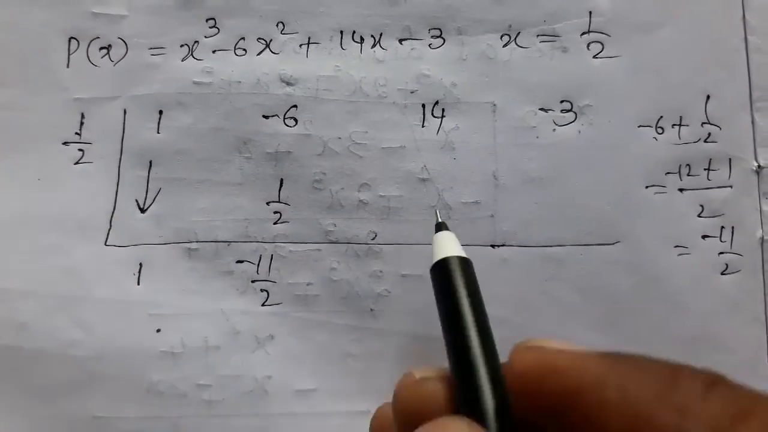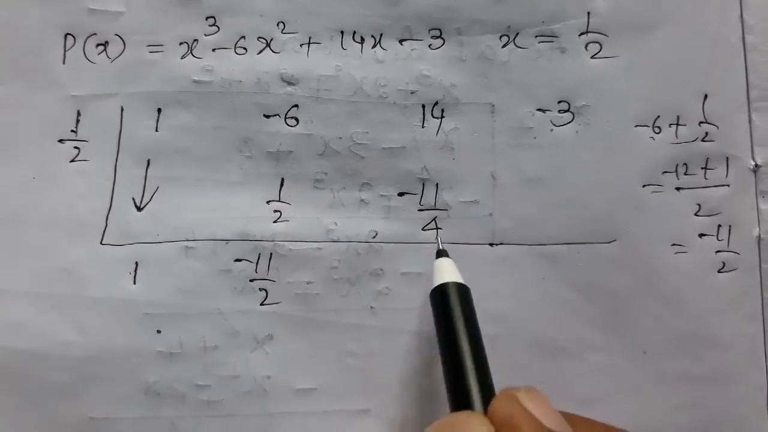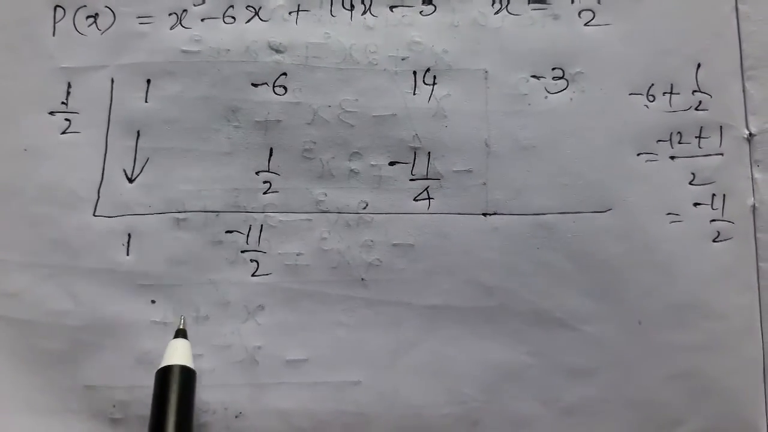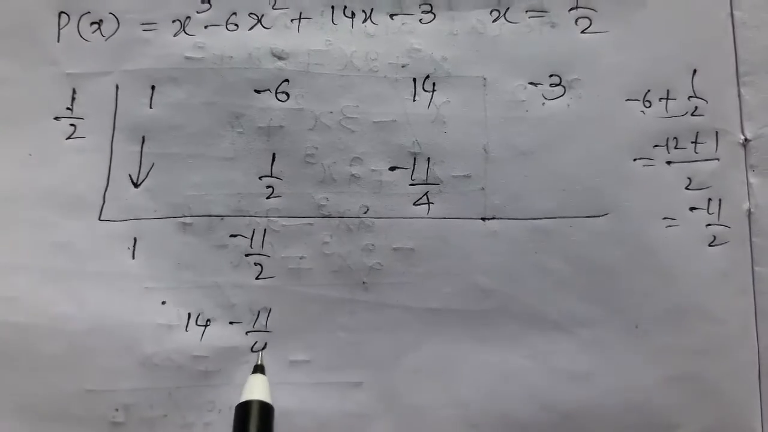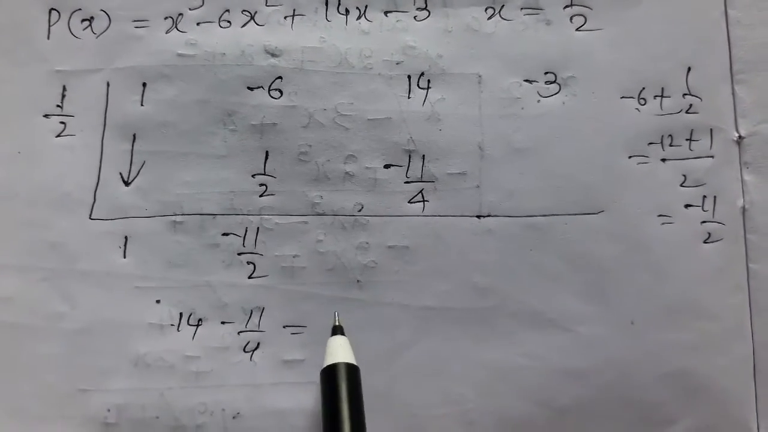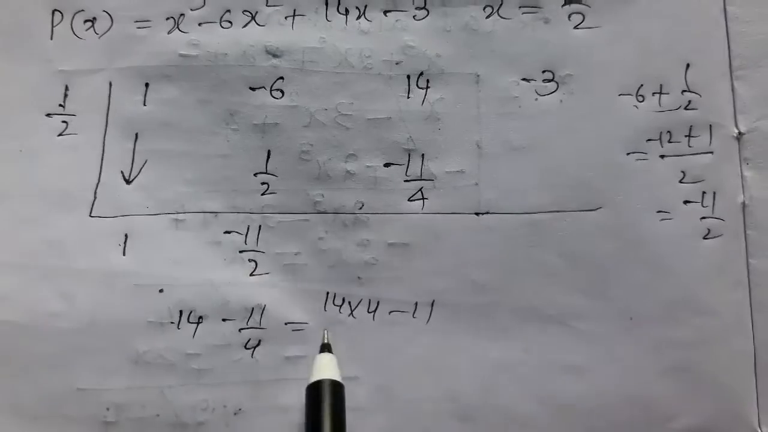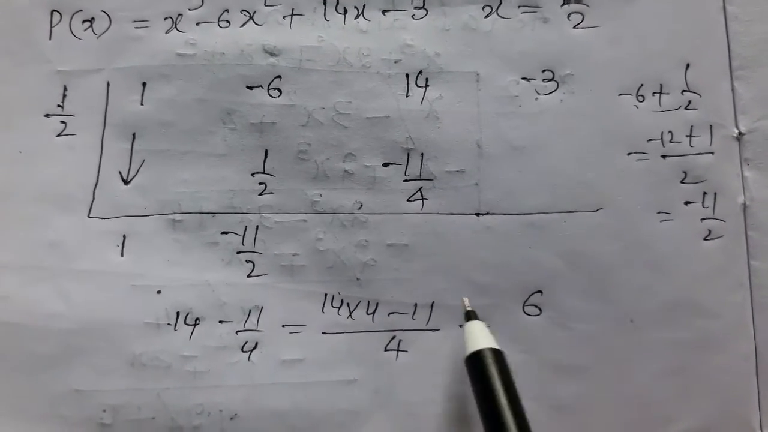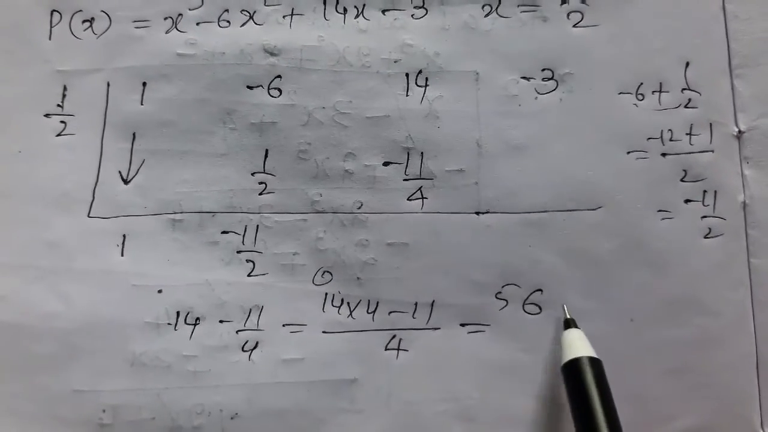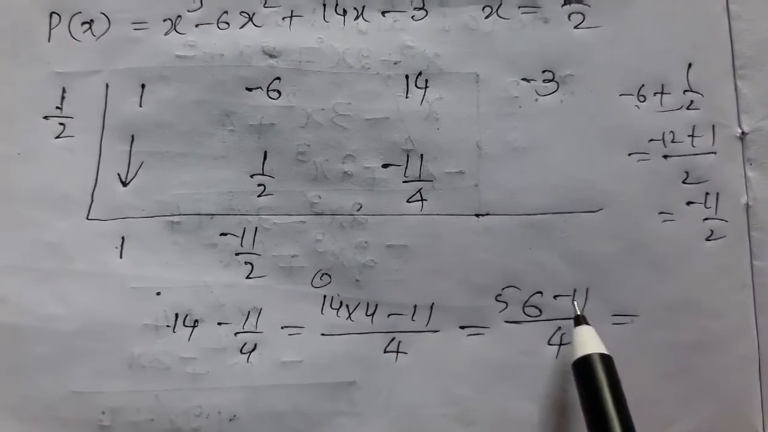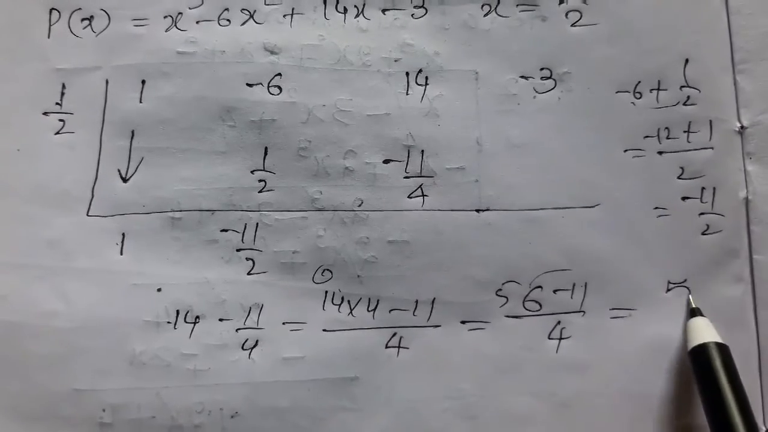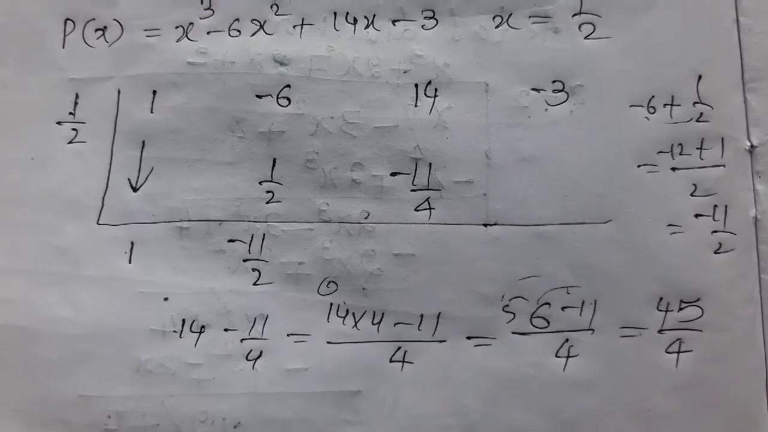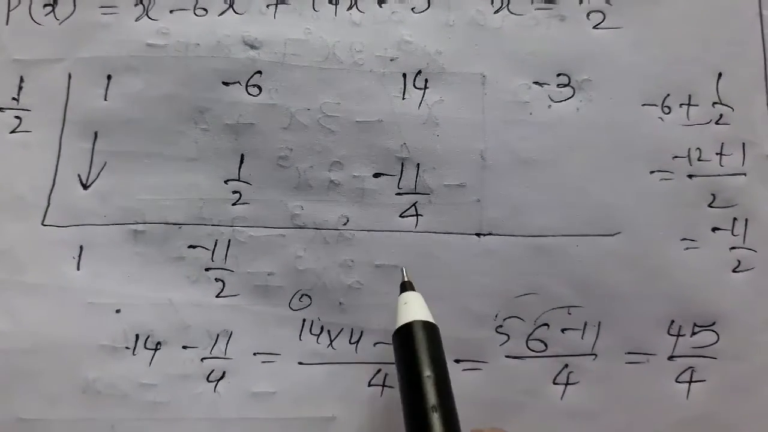This 1 by 2 into minus 11 by 2 becomes minus 11 by 4, isn't it? Now add these two, that becomes 14 minus 11 by 4. Here 4 is the LCM, that means 14 into 4 minus 11 by 4. Now 4 fours are 16, 6 carry 1, 4 plus 1 is 5, that means 56 minus 11 by 4. That means here 6 minus 1 becomes 5 and 5 minus 1 becomes 4 by 4. We got 45 by 4.